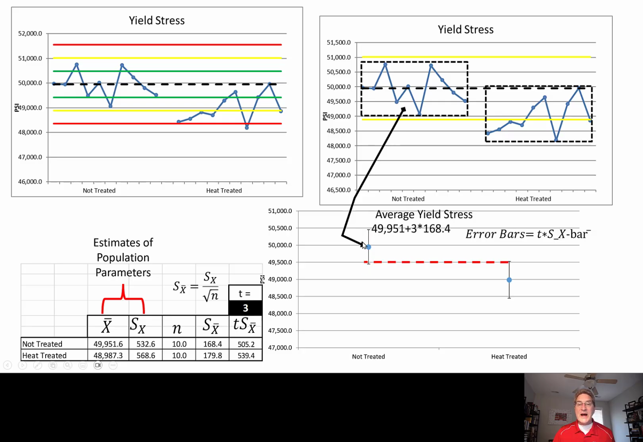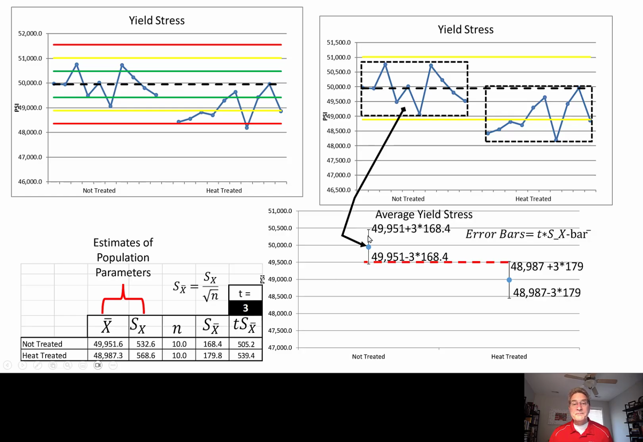So how did I get this top one? Okay, I said 49,951.6 plus 3 times the standard deviation of X bar. I did the same thing on the lower one. Okay, how about over here? I said 48,987.3 plus 3 times the standard deviation of 179.8. And now what is this telling me?